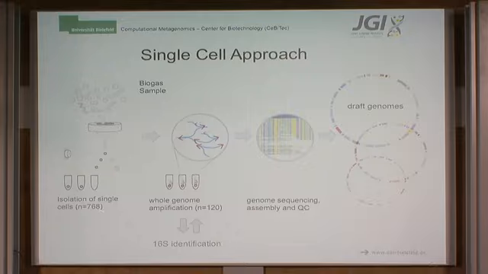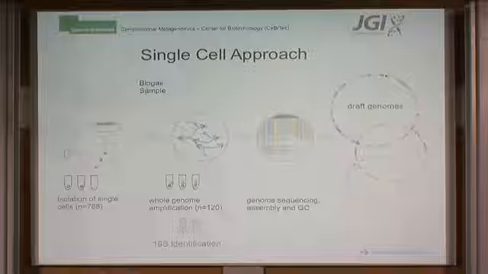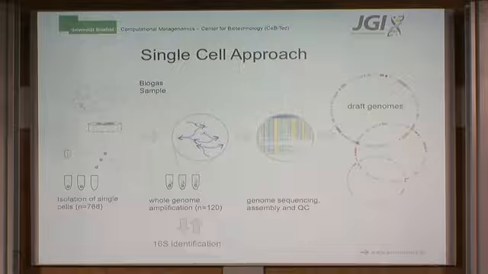What they do is they lyse the cells, do a round of MDA to amplify the genome, and then they sequence the 16S gene to identify the genomes, basically. And that worked for about 120 of these, because not all of them get lysed, and maybe they didn't catch the 16S gene. So we will get 100 or 120 single cell genomes from one of these digesters.